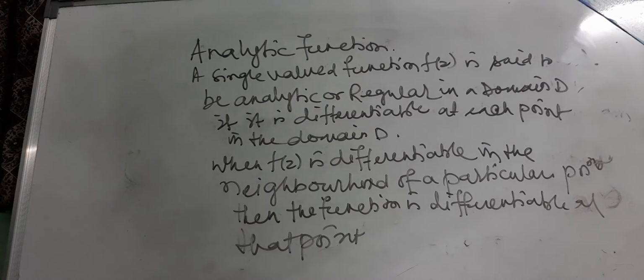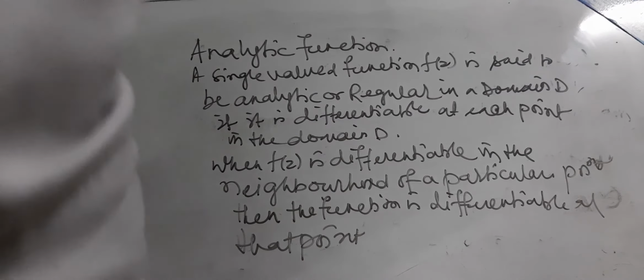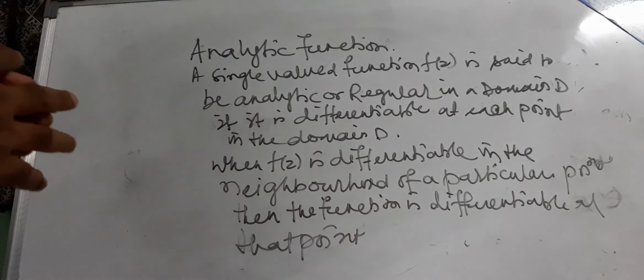When f(z) is differentiable in the neighborhood of a particular point, then the function is differentiable at that point. So analytic, or regular, in a domain means it has to be differentiable in the domain D. If f(z) is differentiable in the neighborhood of a particular point, then the function is differentiable at that point.